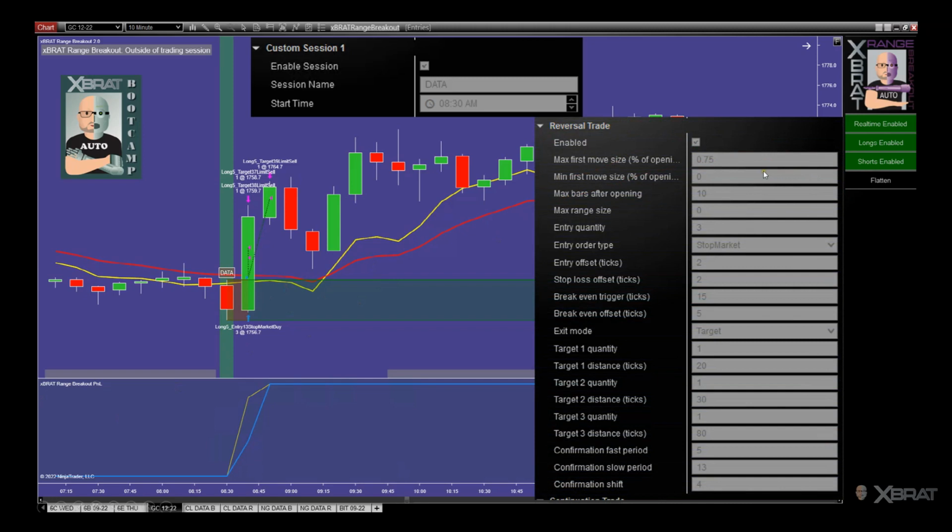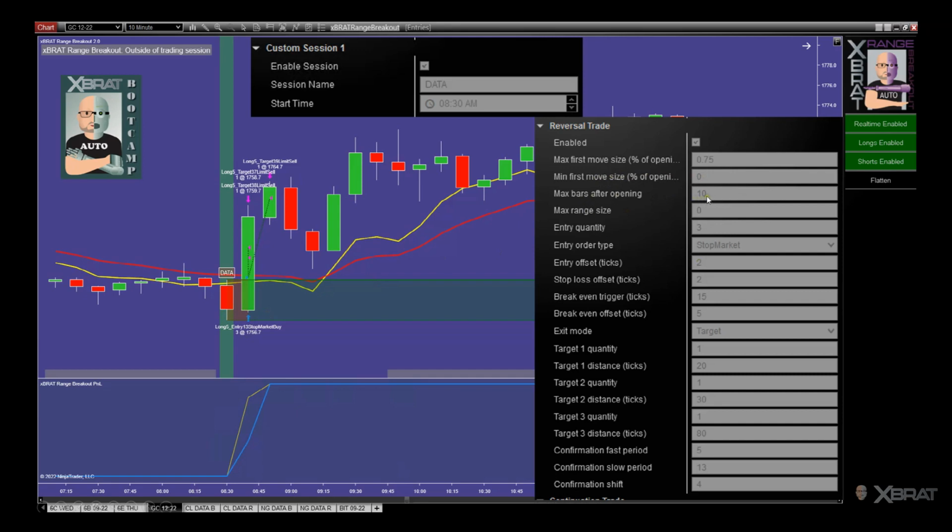So in this case, we've got those reversal trade settings 0.75. So in this case, the minimum first move for me is going to be 0. So it doesn't have to move out of that range to the downside before we get the reversal, because on data sometimes that range is defined, and as soon as that candle closes, data comes out and there's a reaction. So sometimes it won't even go down. So we need to make sure that minimum first move is set to 0.